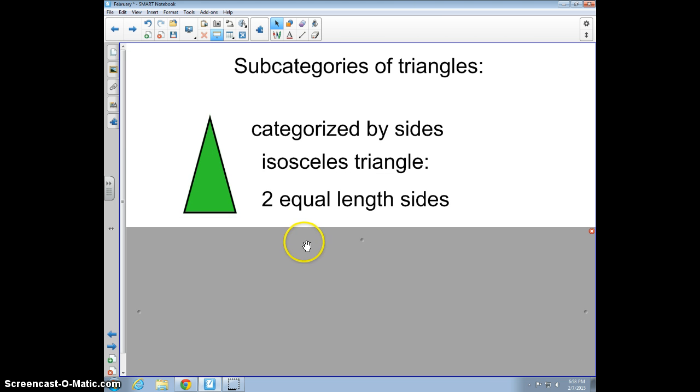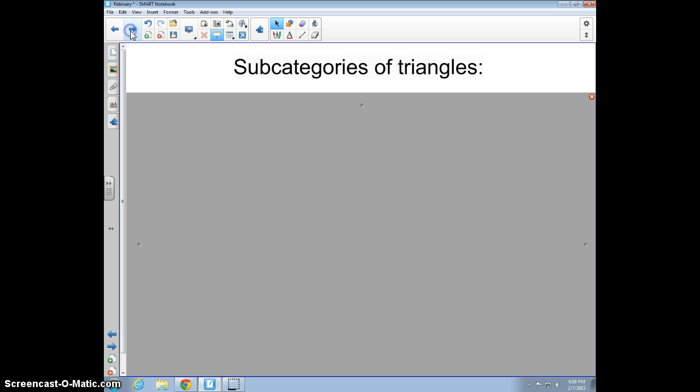Still looking at categorizing by sides. This is an isosceles triangle. An isosceles triangle has two sides that are equal length, and then another side that has a different length. So this side is different than these two, but these two sides are equal length, so it's an isosceles triangle.